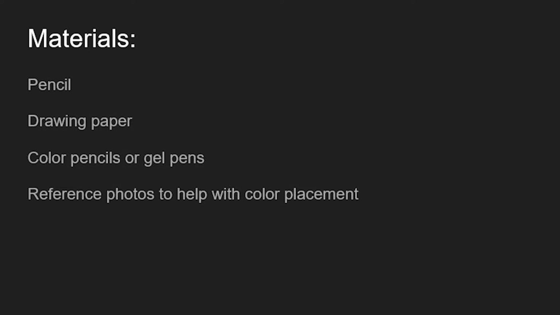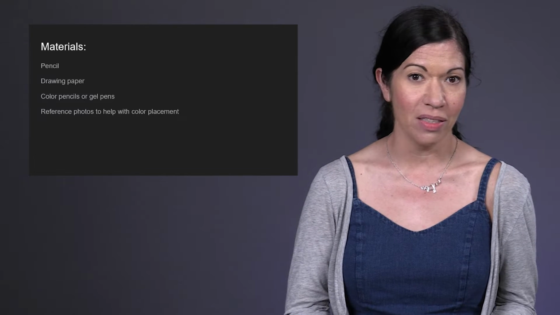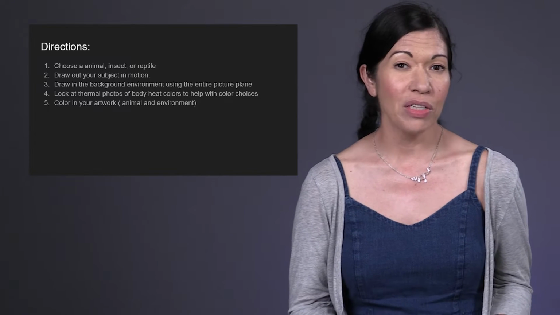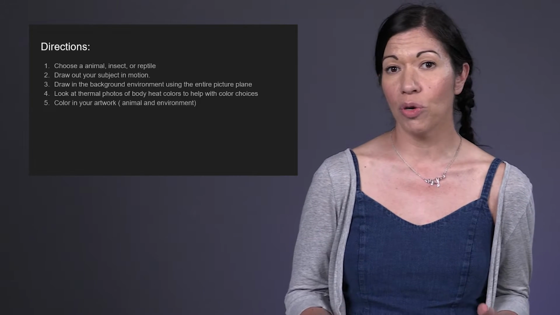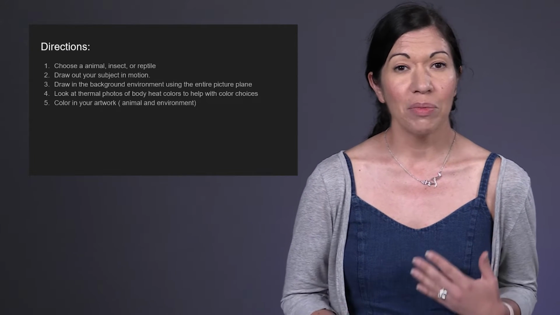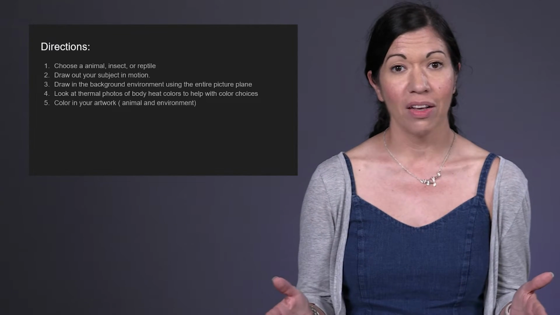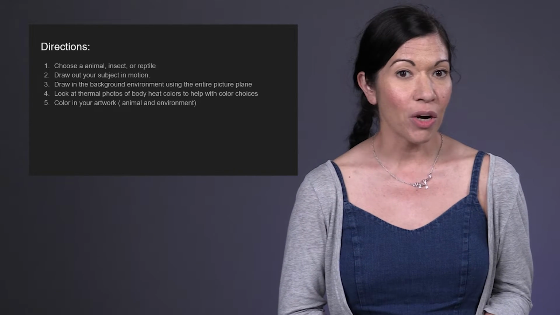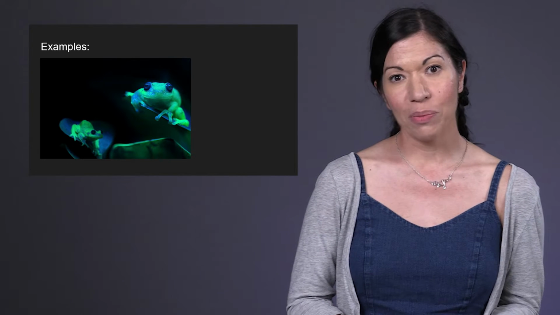Materials needed for this project are pencil, drawing paper, color pencils or gel pens, and a reference photo to help with color placement. The directions we're going to follow to complete this project are to choose an animal, insect, or reptile. Remember, always draw your own subject if you can take your own picture. Draw your subject in motion. Draw the background of the environment using the entire picture plane. Look at thermal photos of body heat colors to help with color choices. Color in your artwork, animal and environment. And here are some examples of what I'm looking for in this project.